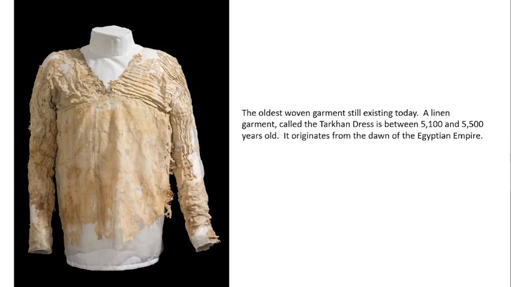This is the oldest woven garment that still exists today. It's a linen garment, no doubt, owing to the ancient nature of linen. It's called the Tarkan dress and dates between 5100 and 5500 years old. And it originates from the dawn of the Egyptian Empire.